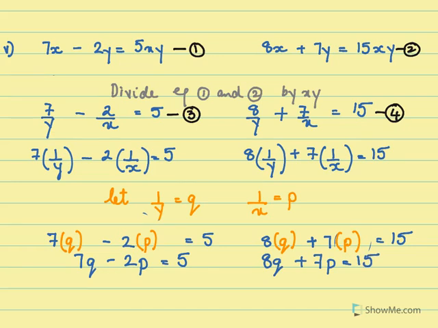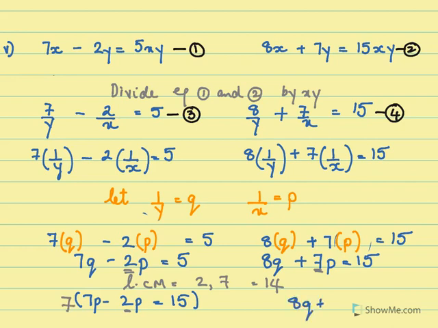Let's take the LCM. This time I'm going to equate for p. So if you see, this is 2 and this is 7, so I will take LCM of 2 and 7, which is 14. Remember I'm equating for p. For my first equation, 7q minus 2p equal to 5, I need to multiply this by 7, and for my next equation, that is 8q plus 7p equals 15, I'm equating for p, so I need to multiply this by 2.